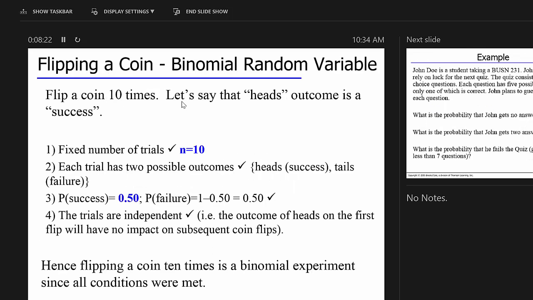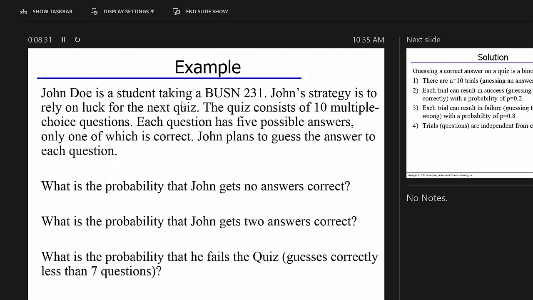All right, flipping a coin, well, we discussed that already, right? So I'm not going to repeat that again. Flipping a coin 10 times, etc., etc. Okay, let's do an example. And actually this is a good example.